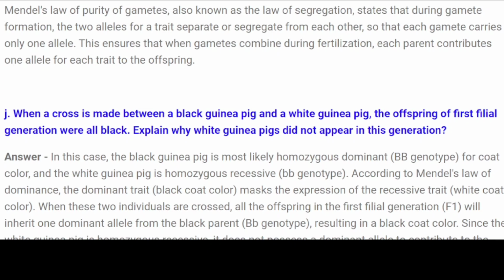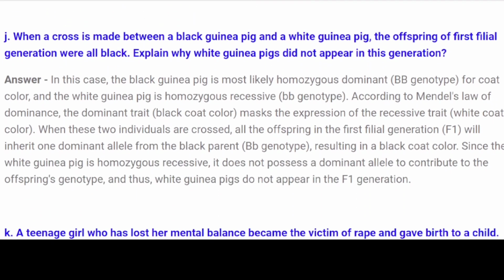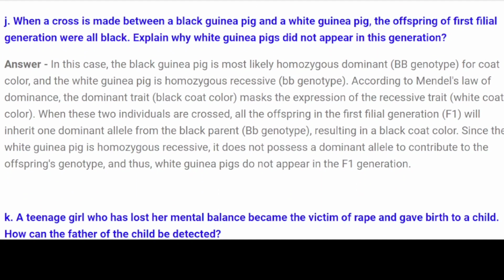J. When a cross is made between a black guinea pig and a white guinea pig, the offspring of first filial generation were all black. Explain why white guinea pigs did not appear in this generation. Answer: In this case, the black guinea pig is most likely homozygous dominant, BB genotype, for coat color, and the white guinea pig is homozygous recessive, bb genotype.